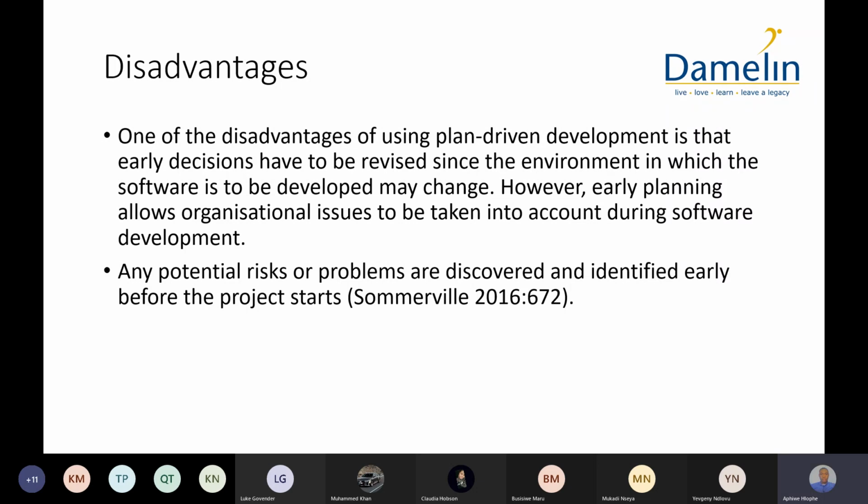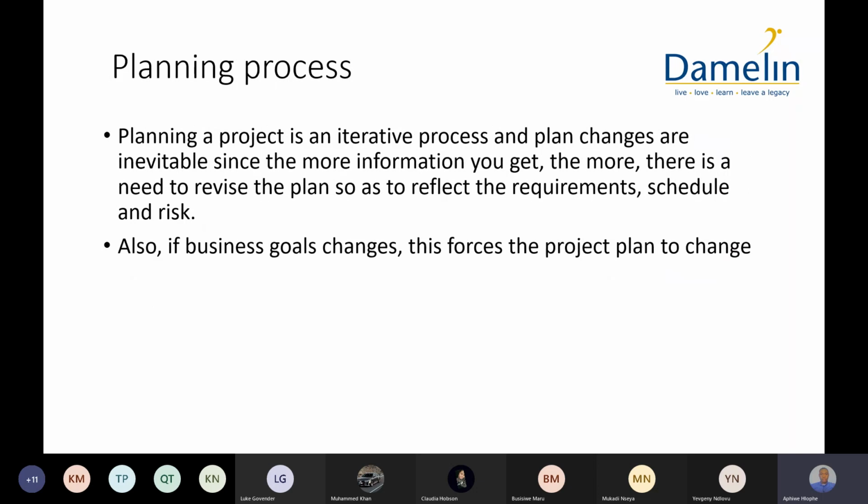So what are the disadvantages of working with the project plan? One of the disadvantages of using plan-driven development is that early decisions have to be revised since the environment in which the software is to be developed may change. However, early planning allows organizational issues to be taken into account during software development. Any potential risks or problems are discovered and identified early before the project starts, okay?